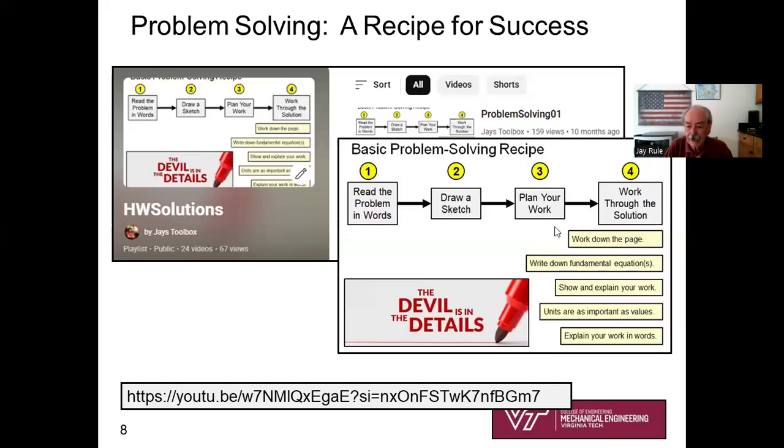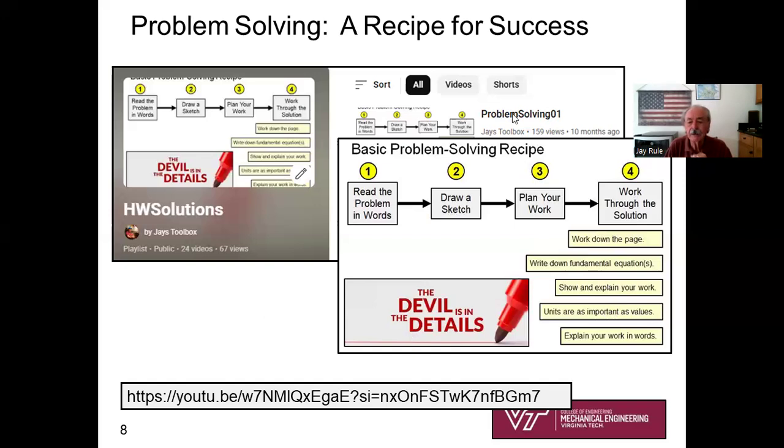I plan my work before going to the calculator, before going to conversion factors. I sort of jot down, what am I going to do? What are my fundamentals? And then I work through the solution. I hope you saw that I worked down the page. I wrote down my fundamentals, not just numbers. I tried my best to explain my work. I kept units throughout my engineering problem, and I try to explain my work in words.